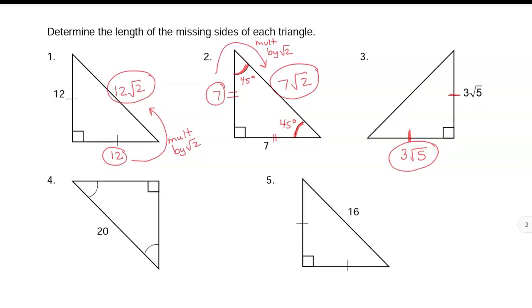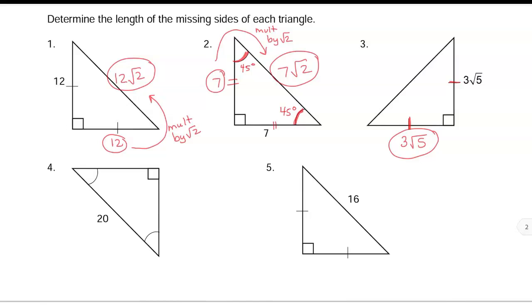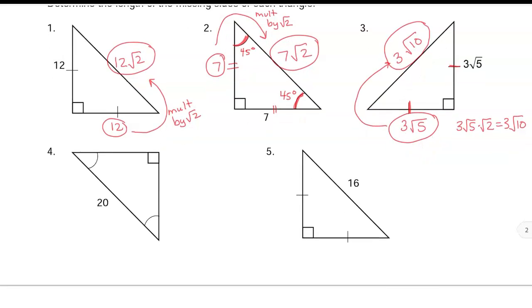And we're going to do the same thing now to find the hypotenuse. We're going to multiply by the square root of 2. So 3 root 5 times root 2 is going to be 3 root 10. I just multiply the numbers underneath the radical. 5 times 2 is 10. In number 4, we're going to go backwards now.